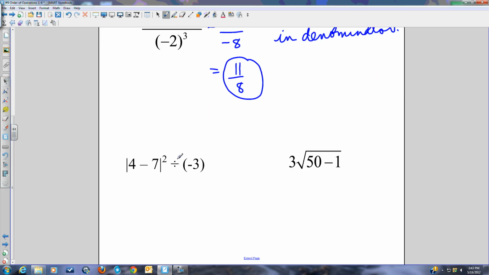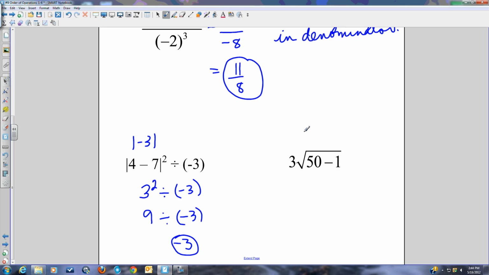Absolute value symbols should be treated like parentheses. So let's go ahead and do those first. We have the absolute value of 4 minus 7. Well, that's the absolute value of negative 3, which gives us 3. We bring down that exponent because we're squaring what we got for the absolute value. So we have 3 squared divided by negative 3. Well, 3 squared is 9, because we do our exponents first, divided by negative 3 is negative 3.